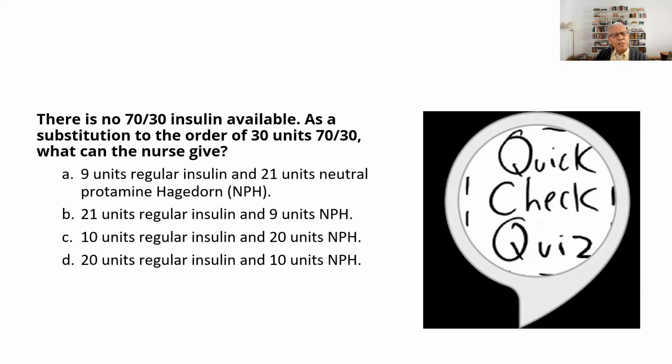Okay, so what is the 70-30 preparation of insulin? Well, which one is the highest, the first number? That's the NPH, right? So 70% of it is NPH and 30% of it is regular insulin. So in this case, we have an order of 30 units. So we're going to get 70% of 30, which would be 21 units. That would be the NPH. And the 30% of the 30 is going to be 9 units of regular insulin. And so the correct answer here is 21 units of NPH and 9 units of regular insulin.